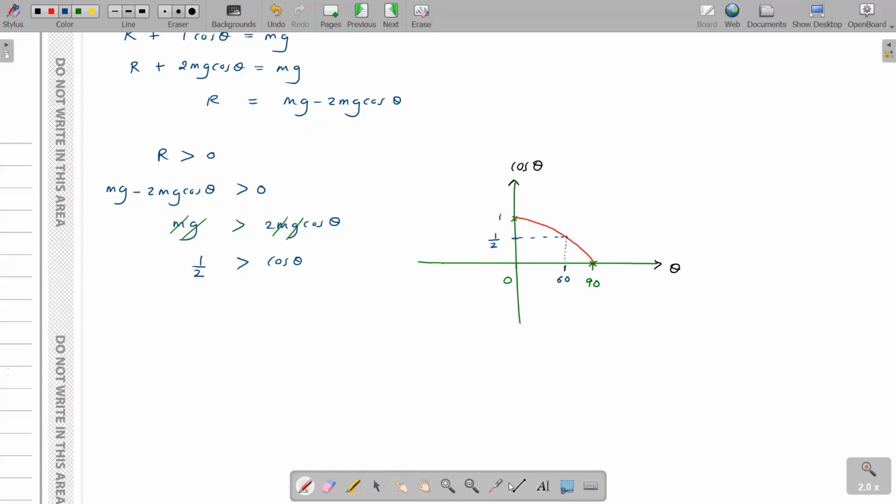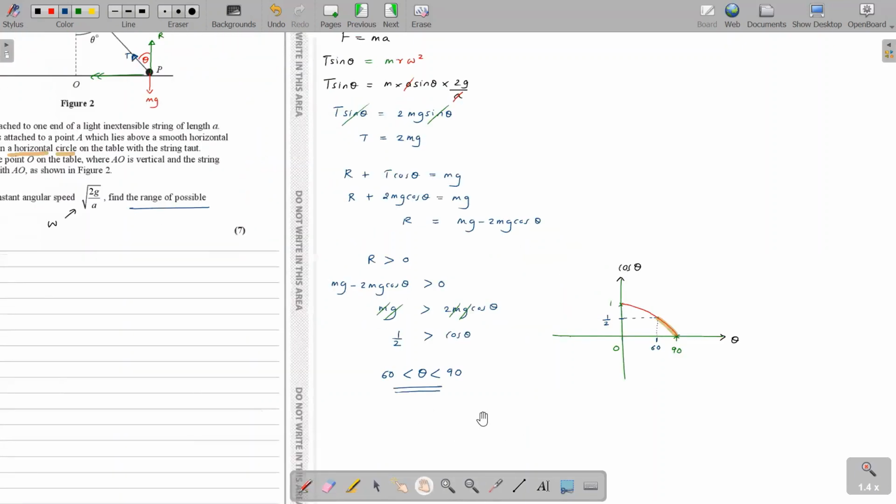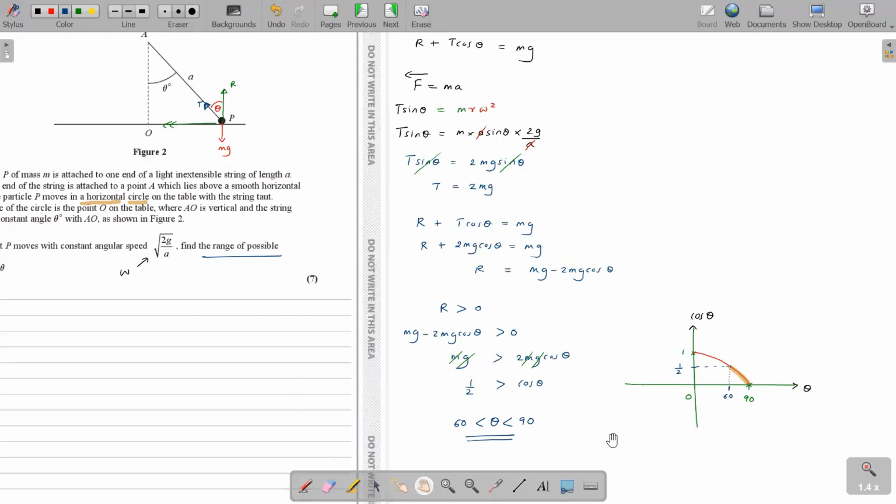So which part of this graph will give you cos theta values that give you an answer less than half? Less than half means you have to get the values below half. So which part of the curve? Is it the top part or the bottom part? It's this range, right? You see every theta value in this range gives you cos theta values less than half. So what's your theta value range? More than 60 and less than 90. This is your theta value range. Okay, is this clear? So it's easy to understand by thinking of the graphs.